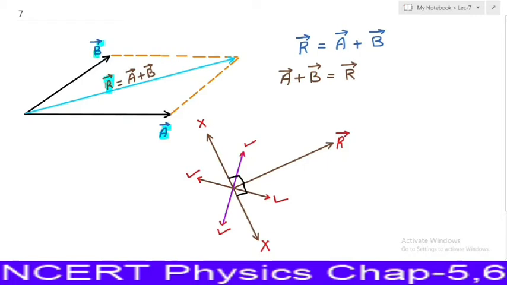Now we can say this thing in reverse order also. If this resultant vector r is given, then this vector r would have been a combination of two vectors a and b. Means if we write vector a plus vector b is equal to vector r, then what does it imply? If we add two vectors a and b, then we will get vector r. But if vector r is given, then we can break this vector r into two vectors a and b also.